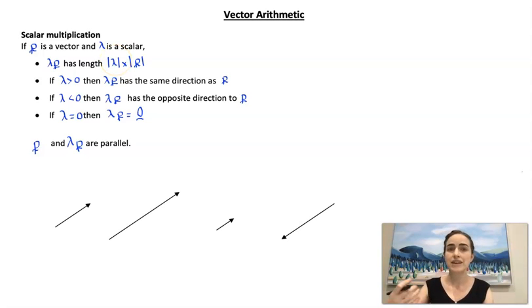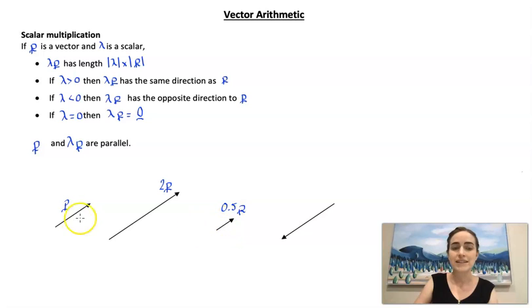Just to give you an idea of what you're thinking about when you're visualizing scalar multiplication, if we have this vector here, let's call it p. If I were to multiply that by 2, this would be the resulting vector here. So this would be 2p. It's moving in exactly the same direction, it's parallel, it's pointing the same direction, but it is exactly twice as long. This one here would be 0.5p. Again, it's pointing in exactly the same direction, parallel, but it's exactly half the length of the original vector.